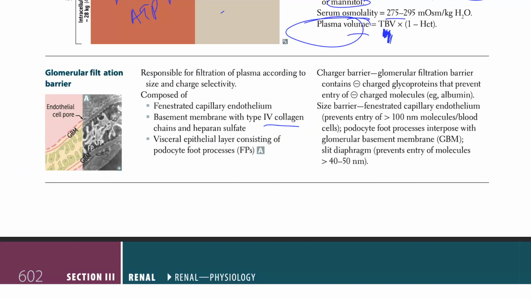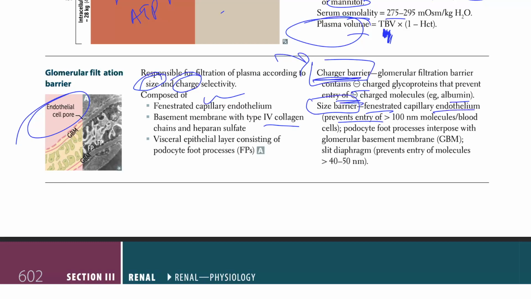Exactly. Let's now look at the charge barrier. We said there are two selectivity barriers, a size and a charge barrier. The glomerular filtration barrier contains negatively charged glycoprotein that prevents the entry of negatively charged molecules like albumin. And the size barrier, the fenestrated capillary endothelium, prevents the entry of molecules greater than 100 nanometers, like blood cells. So greater than 100 is not allowed. Less than 100, come on in.